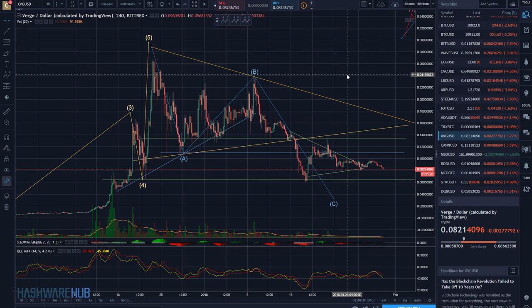So let's get right into it here. Verge, I think the last time we spoke, we were looking at this triangle right here. The triangle appears to have ended, and we're pretty much going sideways. This made kind of an ABCDE. It was a little pop, and then it kind of continued to go sideways. Pretty straightforward as far as that's concerned.